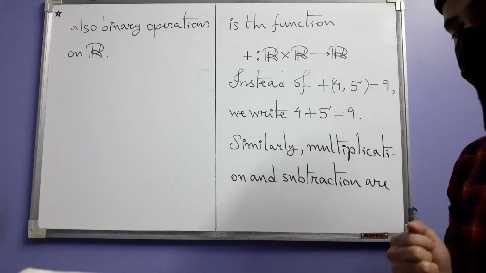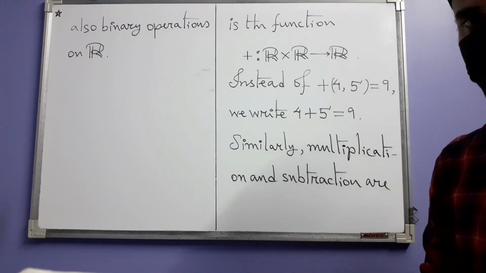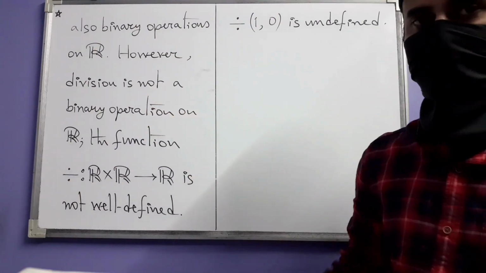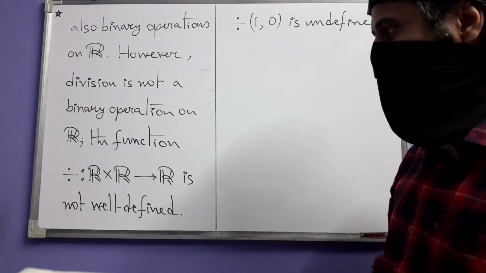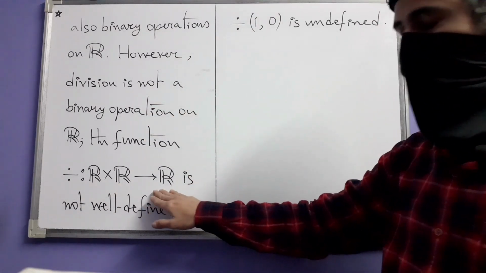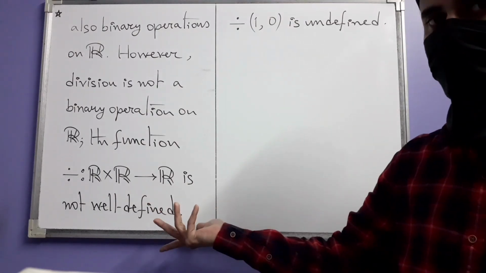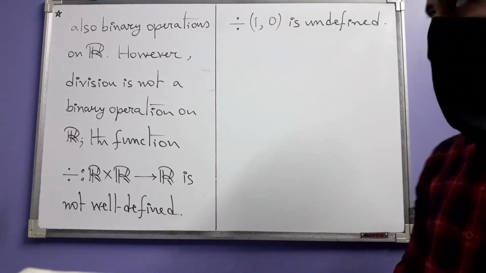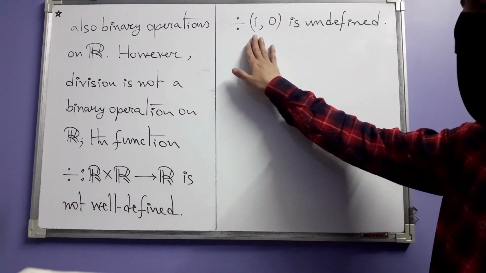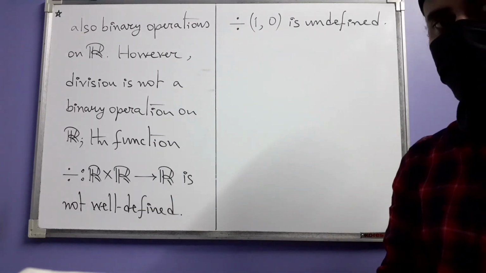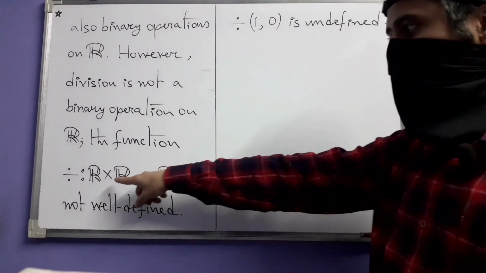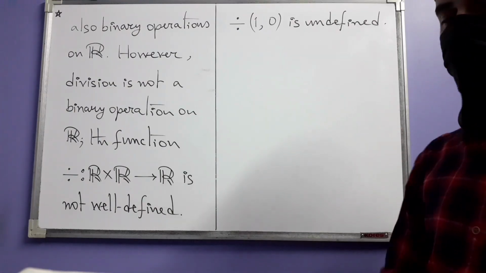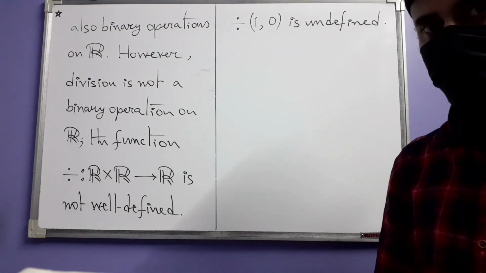However, division is not a binary operation on R. So we write here, however, division is not a binary operation on R. And the reason is that when you consider division as a function like this, then it's actually not a function. Or you can write, this function is not well defined. And the reason is this: you cannot divide by 0. Or interpreted in this setup, inputs like this do not have any output.